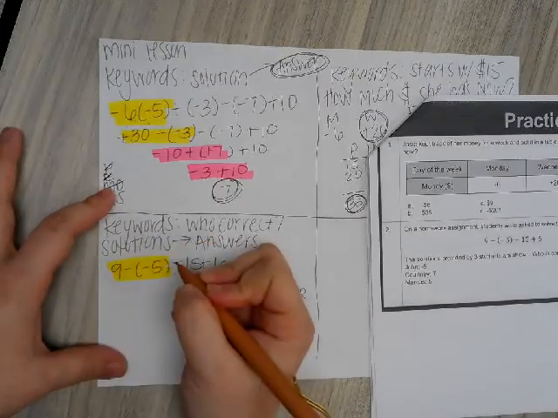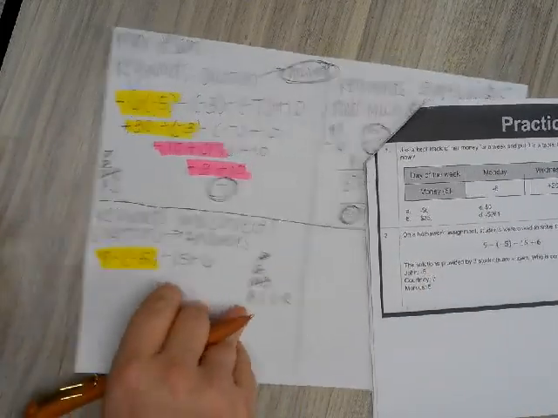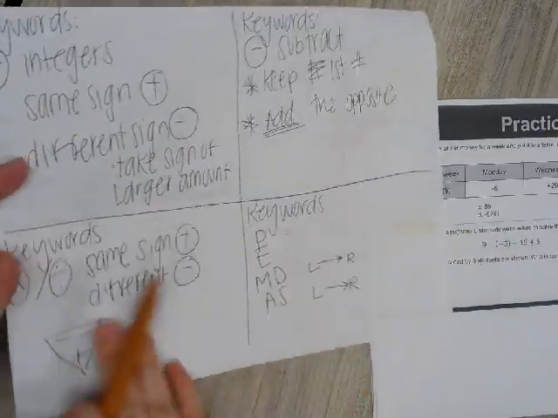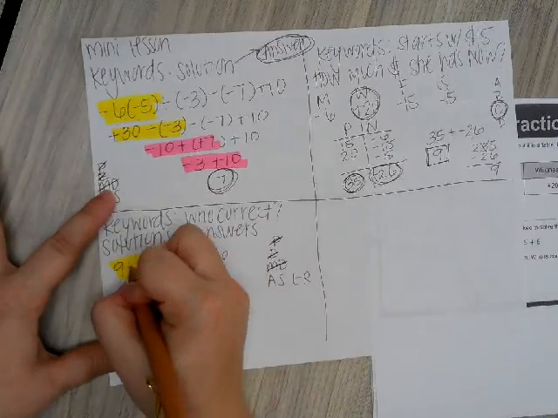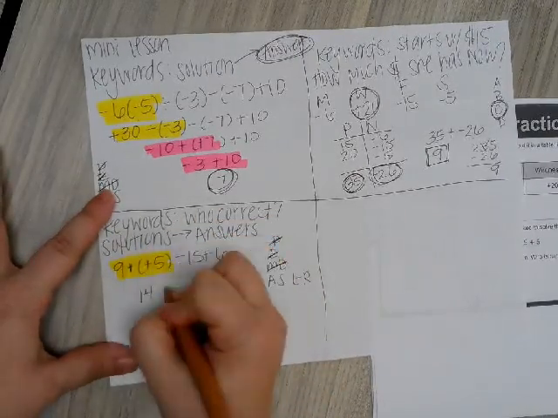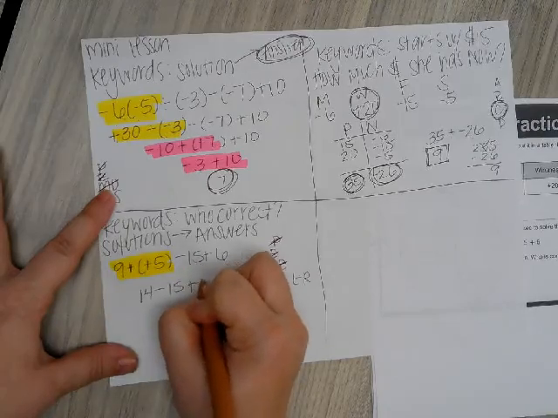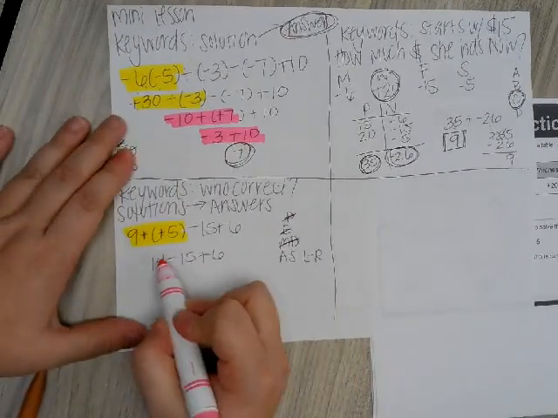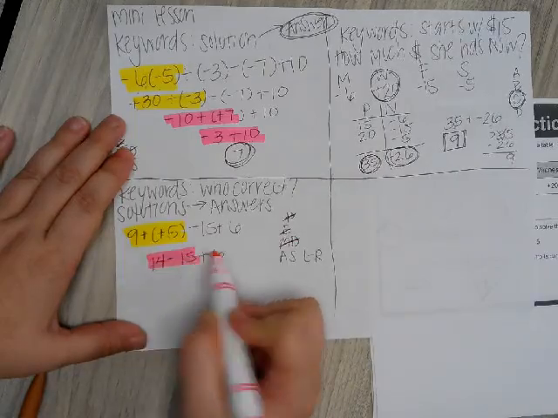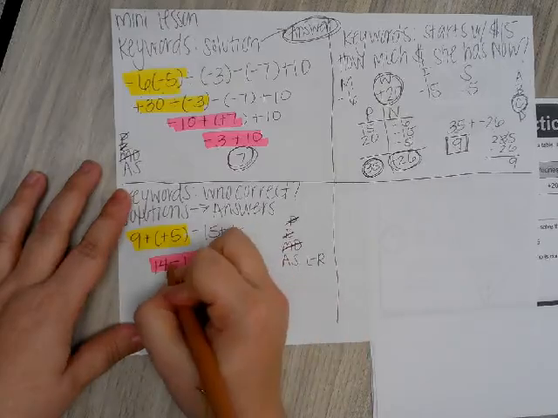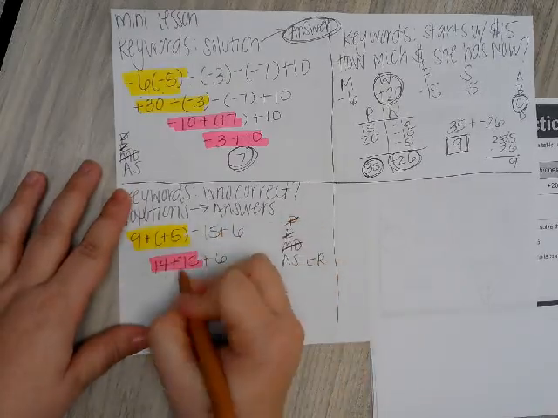Subtracting integers is the same thing as adding the opposite. So I'm going to add the opposite. So 9 plus 5 is 14. So minus 15 plus 6. Now, again, I'm going to work from left to right. 14 minus 15, I can add the opposite, or I just know that's -1. So you have -1 plus 6.